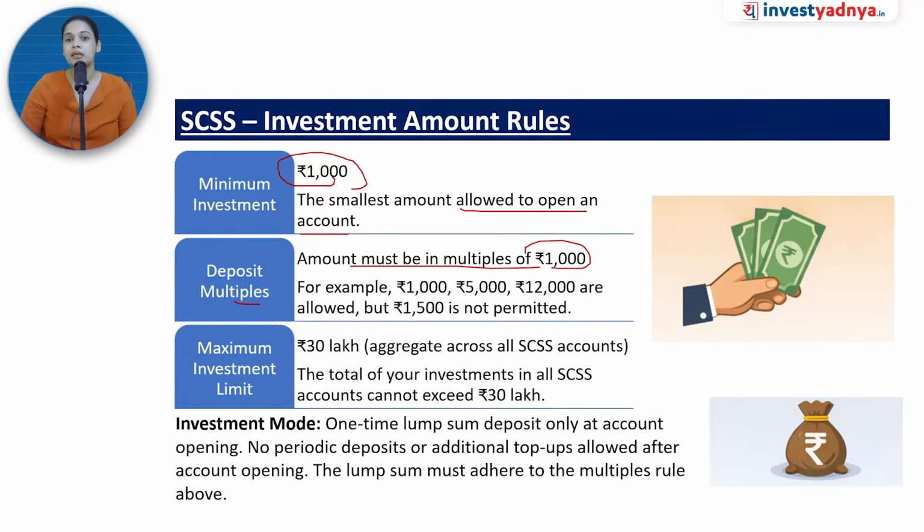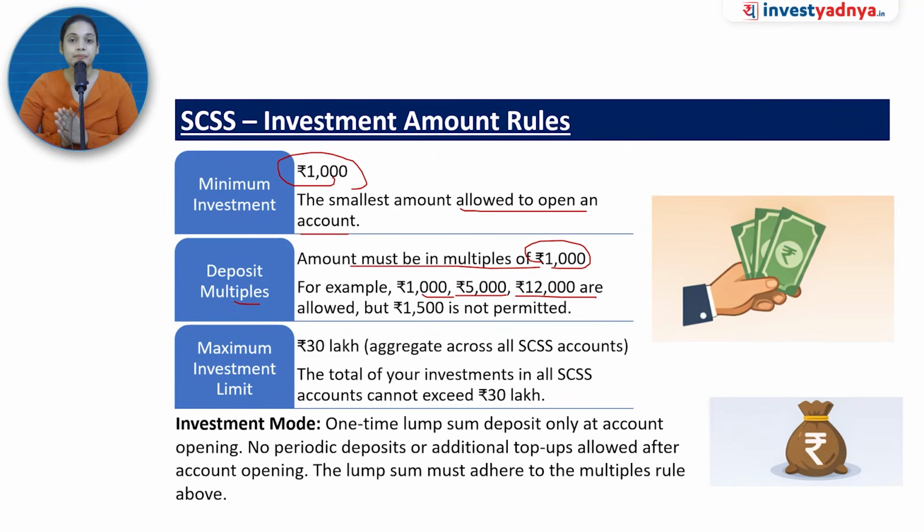Deposit multiples should be in multiples of 1000. Firstly, you should understand that this is a one-time lump sum amount that has to be paid in the account. So that is why it has to be planned accordingly. Planning is very, very crucial, because you have to choose an amount that will suit your financial goals and your retirement needs as well. So 1000, 5000, 12,000, 1 lakh, it's all permitted. But whether 1500, whether 26,500, will that be permitted? No, that won't be permitted, because that is not in multiples of 1000.